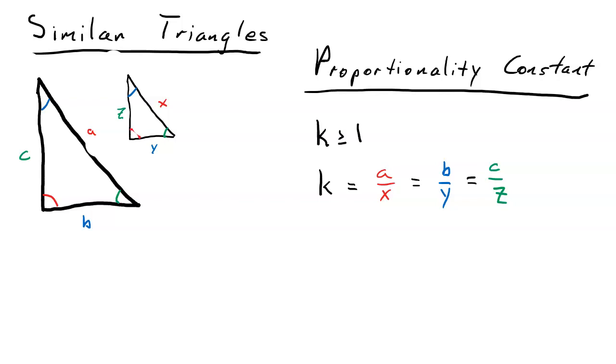Hello, class. Today, we're going to be talking about similar triangles, and this specific part is about the proportionality constant. The proportionality constant is, in a way, and this might seem weird to say, what you multiply a triangle by to get another triangle.